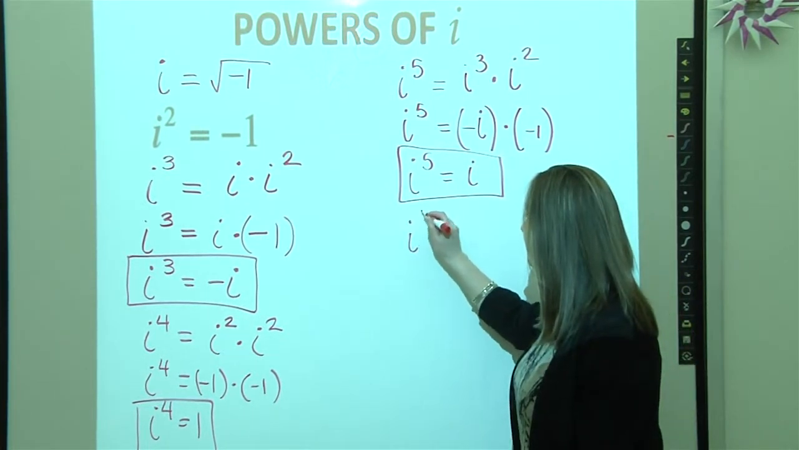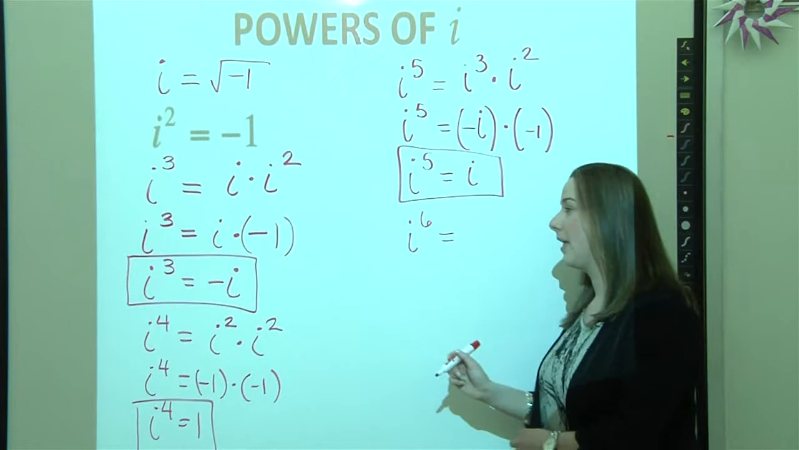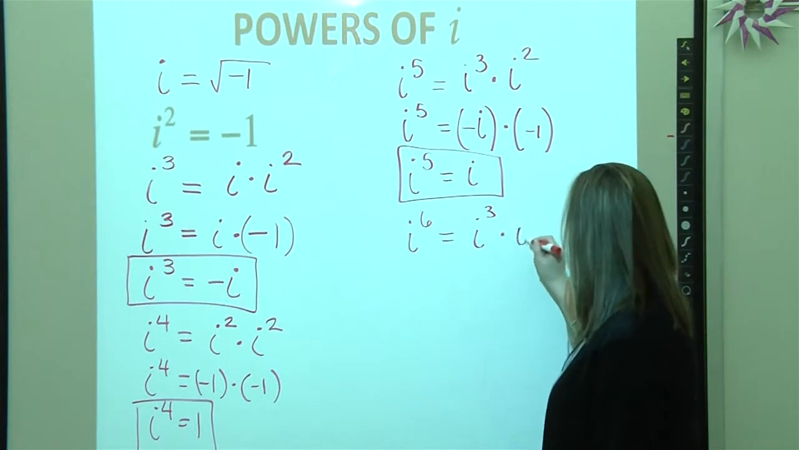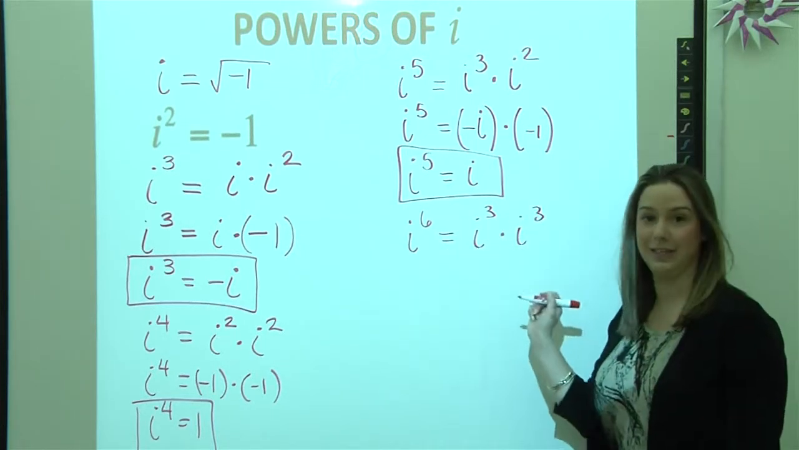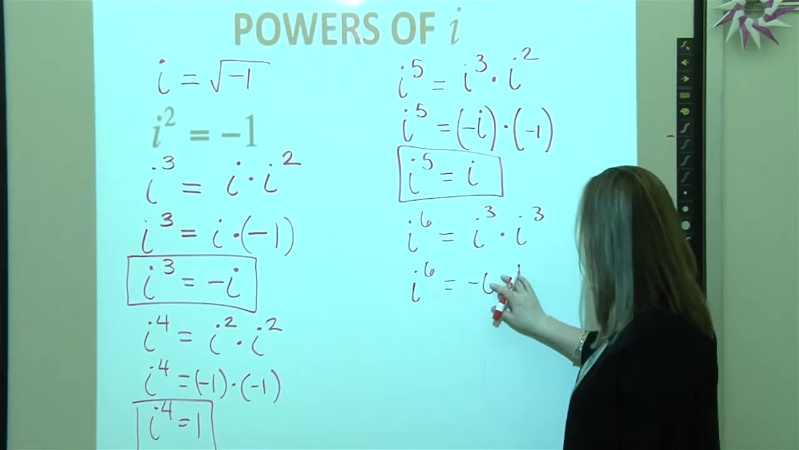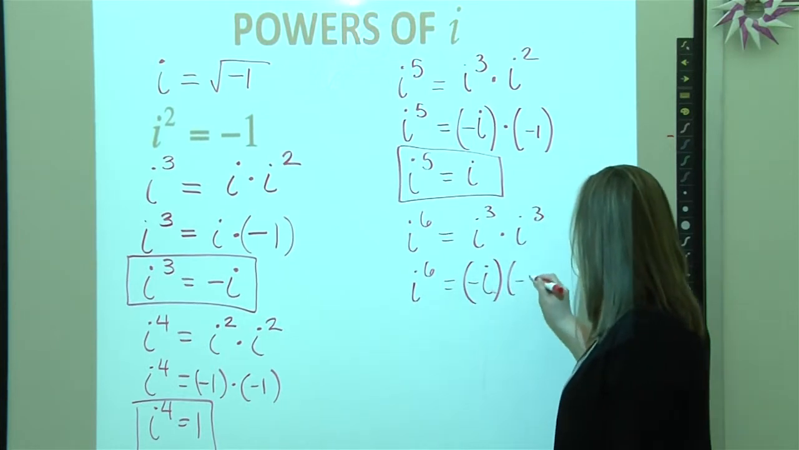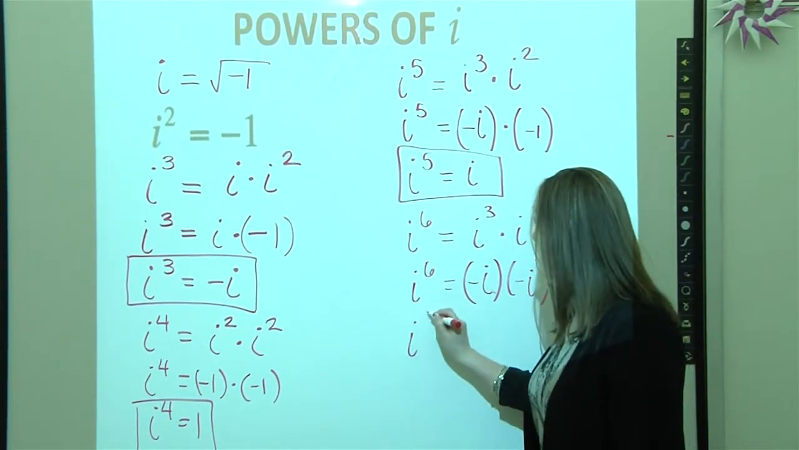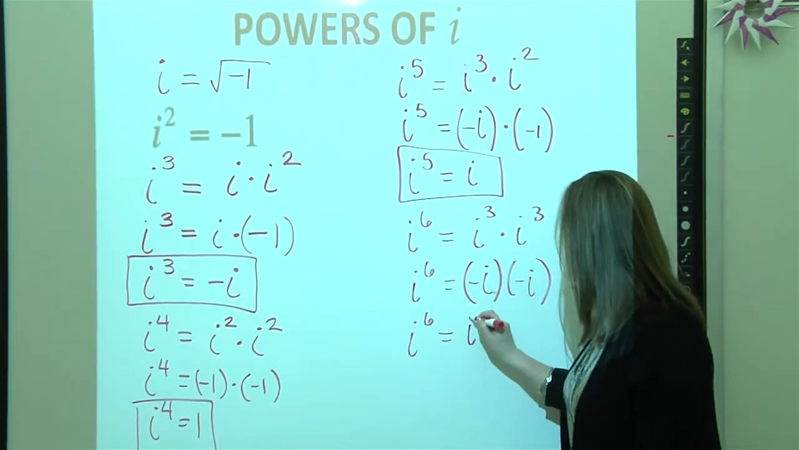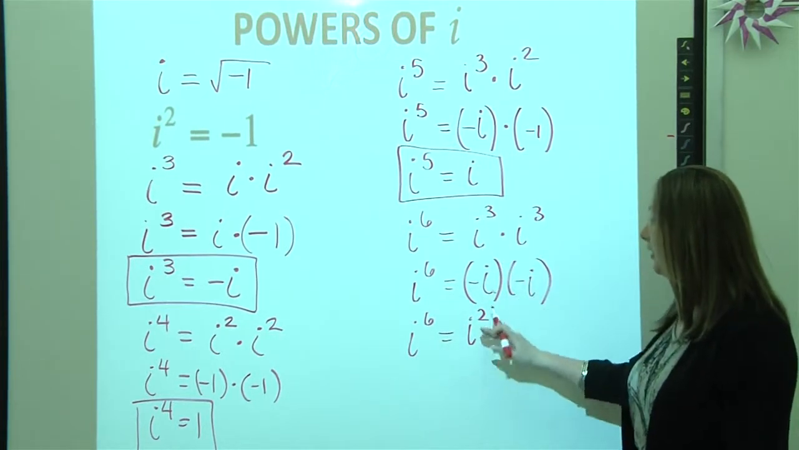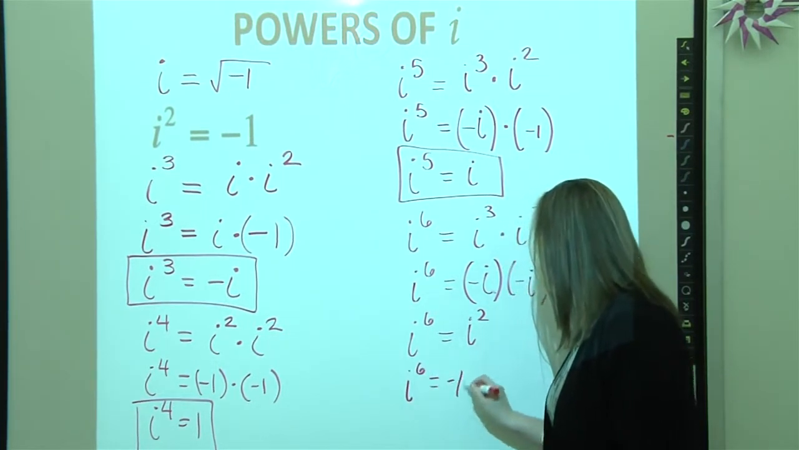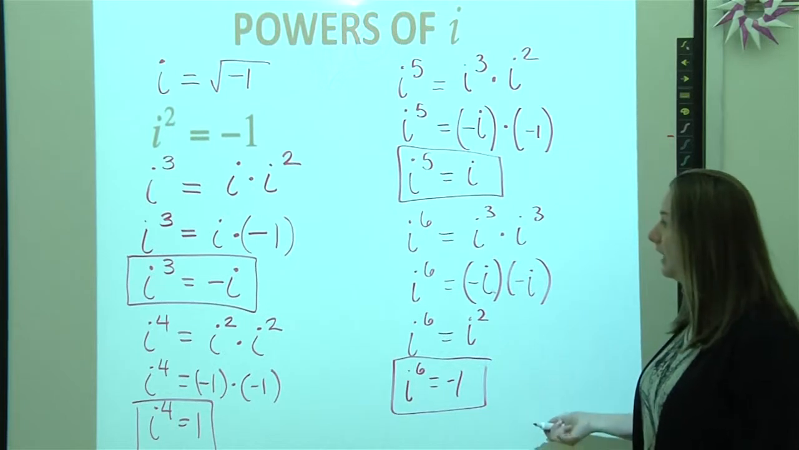So i to the fifth equals negative i times negative 1, which is just i. Let's look at i to the sixth. We can use i to the third times i to the third. 3 plus 3 is 6. So i to the sixth is going to equal negative i times negative i. So i to the sixth is going to equal negative, and a negative is a positive, i times i is i squared. So this probably wasn't the best combination because we have to keep going. i squared is negative 1. So i to the sixth is negative 1.